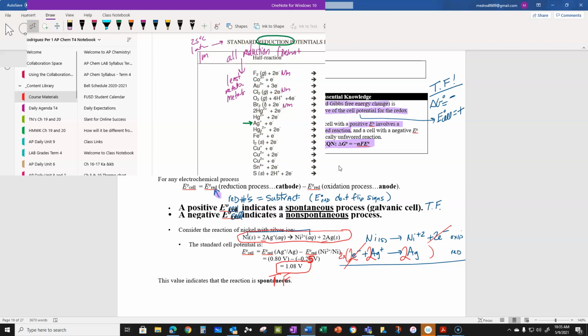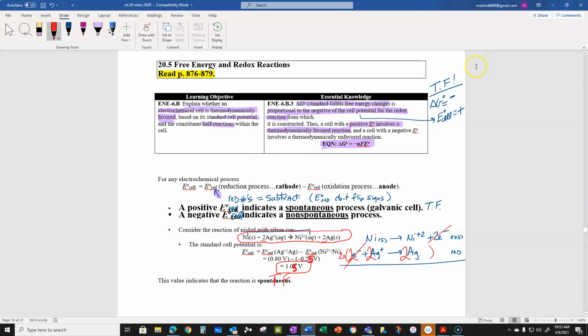And then when we subtract that, let's get some beautiful calculators, because it is too early for me to do math in my head. So 0.80 minus a negative 0.25, and we're going to get 1.05. Okay, and regardless, ladies and gentlemen, it's still thermodynamically favored.